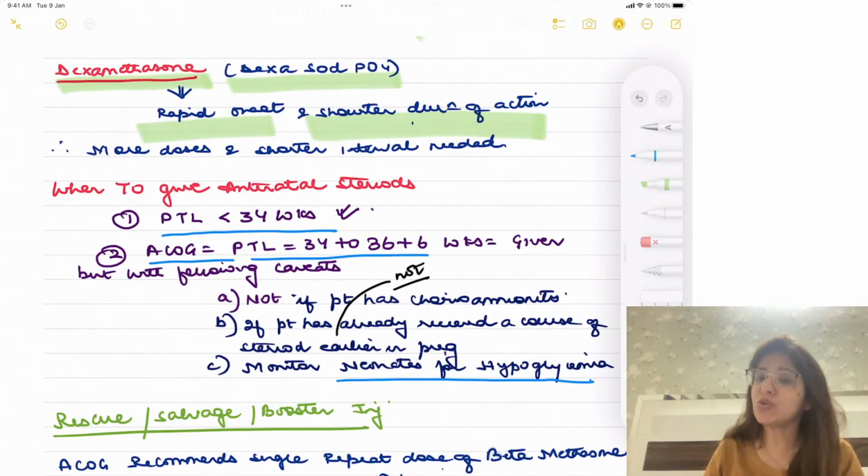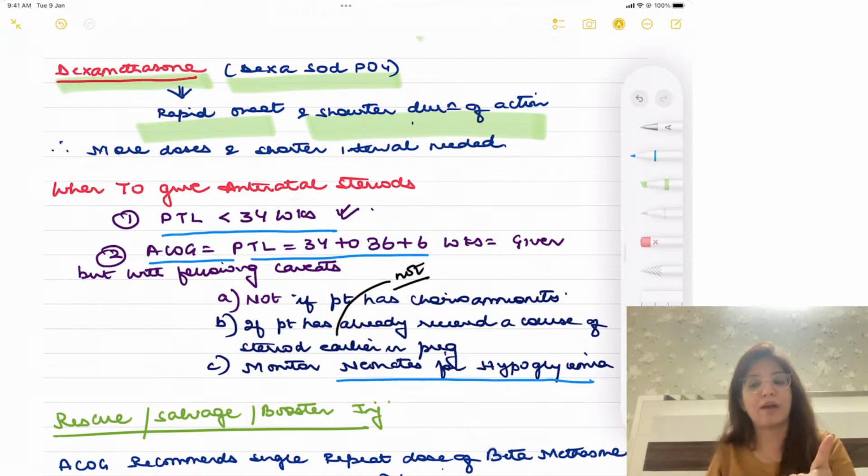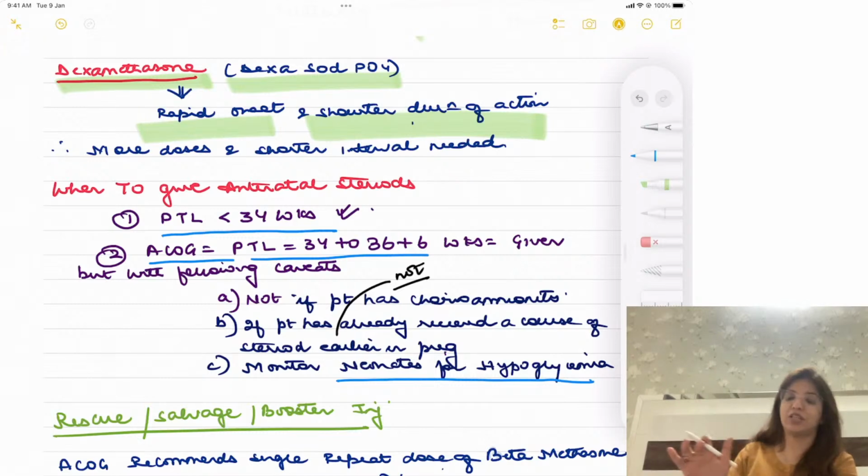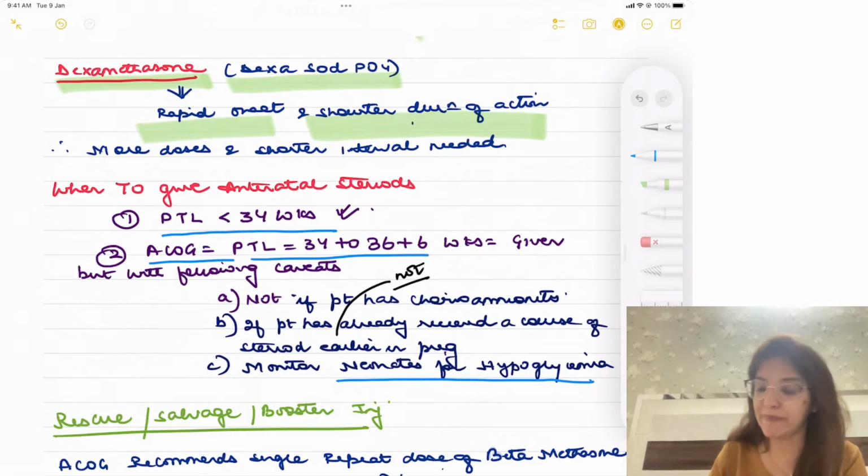So ACOG says that you have to give corticosteroids between 34 to 36 weeks plus 6 days. But number one, after ruling out chorioamnionitis. Number two, if you haven't given a course of corticosteroid earlier. And number three, in all these patients, the neonates should be monitored for hypoglycemia.